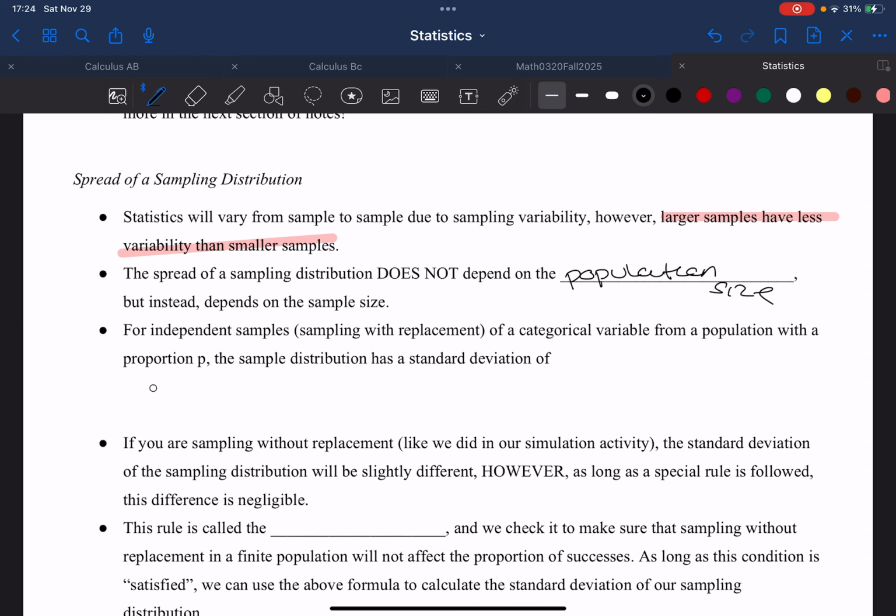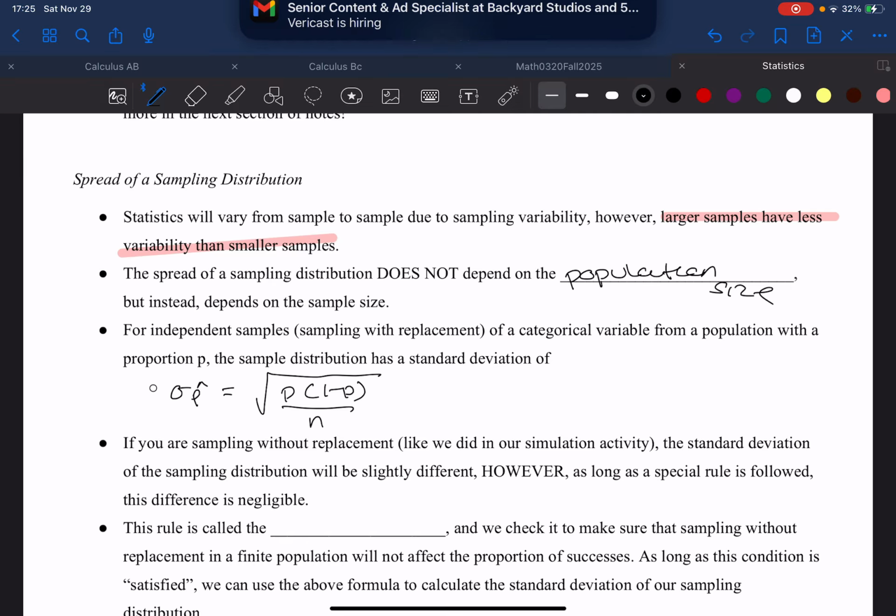For independent samples, sampling without replacement, of a categorical variable from a population with the proportion p, the sampling distribution has a standard deviation of sigma of p hat equal to the square root of p times 1 minus p over n. So that's the square root of the proportion of success times the proportion of failure, all divided by the sample size.